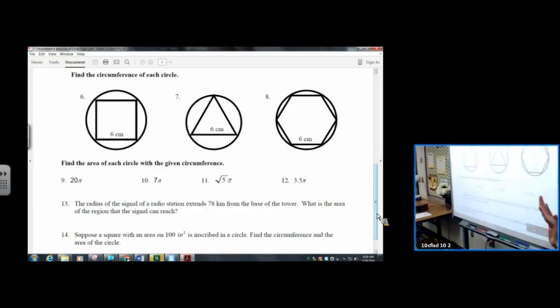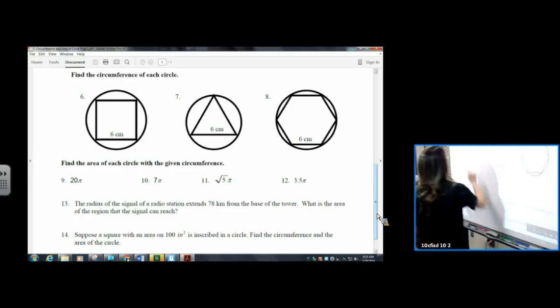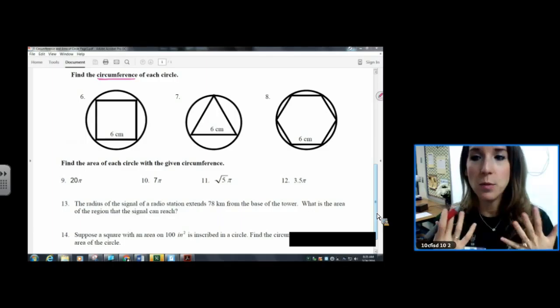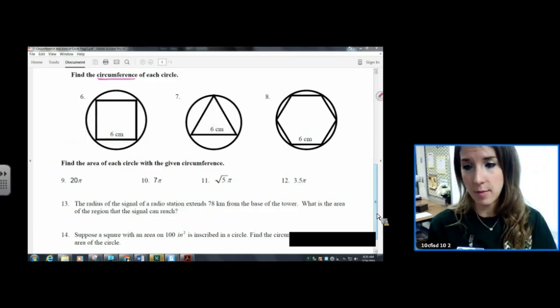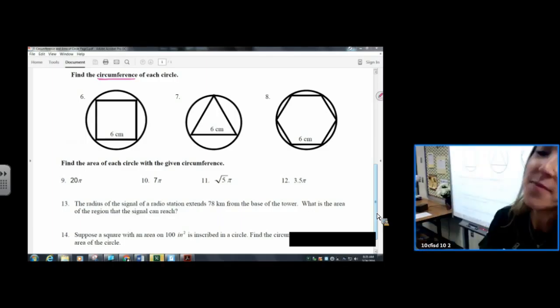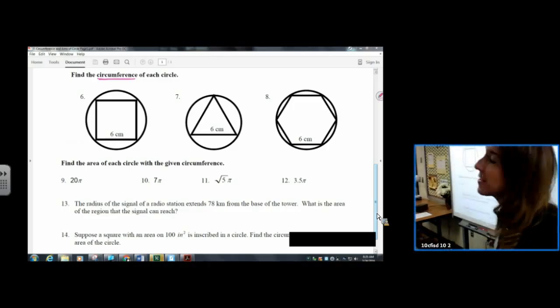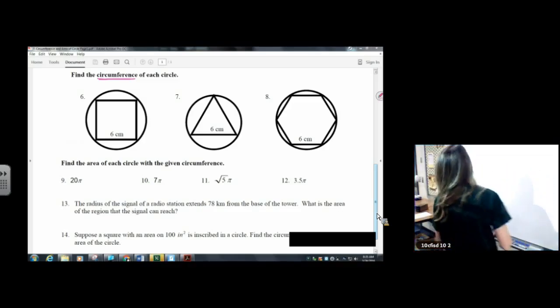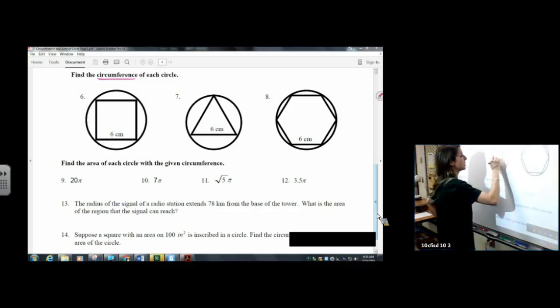Okay, number 7 from the front of the homework for circles. We want to find the circumference of each circle, which means that we really need a radius or a diameter. That's how it's going to get us circumference. Right now, we have neither one. That 6 is actually a chord, and we'll learn more about that in the circles unit, but it is not a radius or a diameter. So let's draw ourselves a radius.